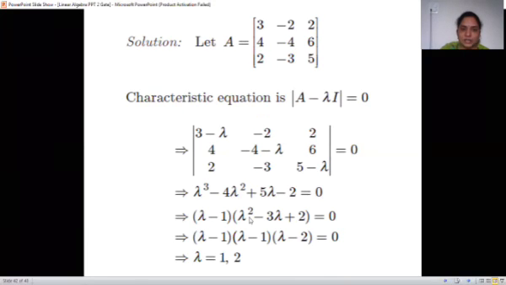We have used the characteristic equation. Again, our time is less than 1 minute. Please come back fast. Okay, if it cuts, please come back fast.